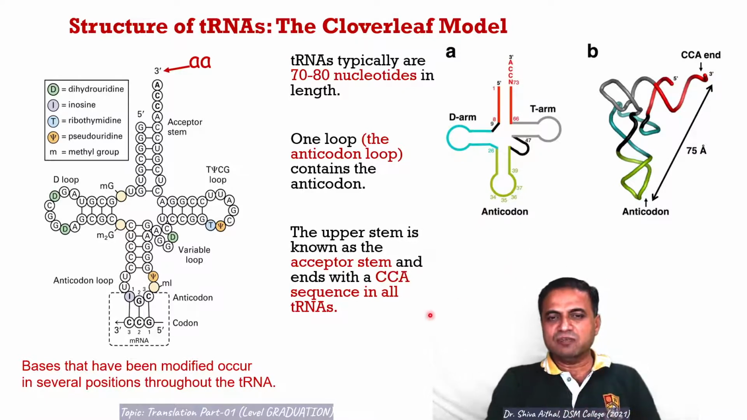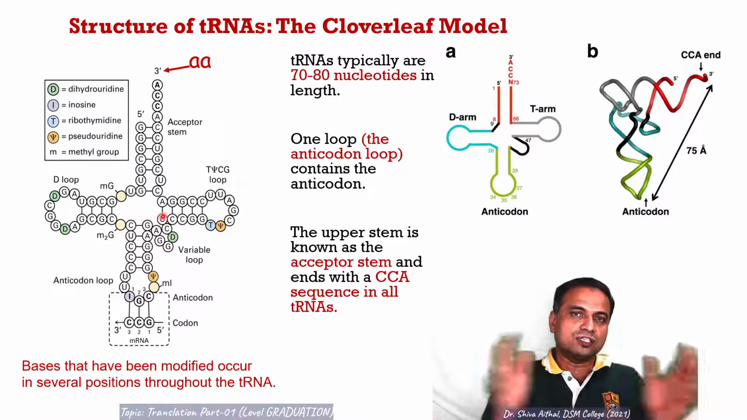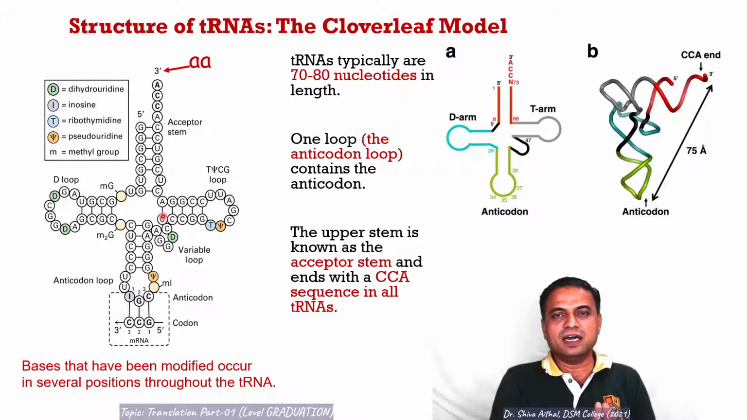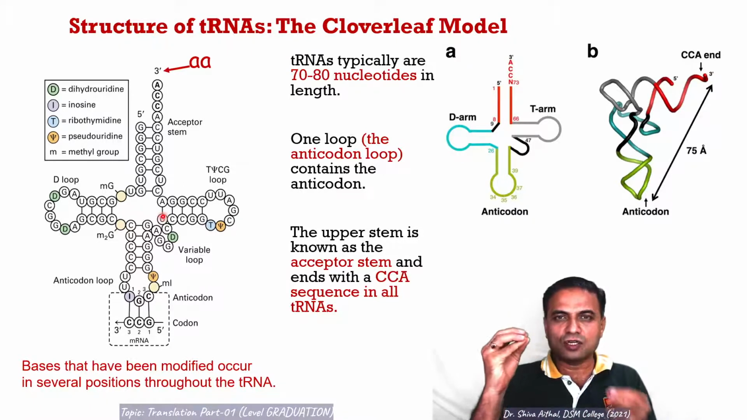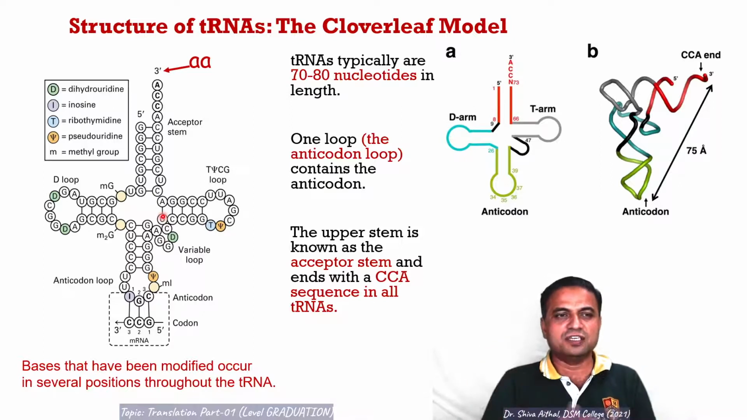The upper stem which is there is known as the acceptor stem because here it accepts the amino acids. And like this, some 30 to 40 tRNAs are there, 64 codons, 30 to 40 tRNAs, and each tRNA with amino acid is called a cognate tRNA or a charged tRNA.